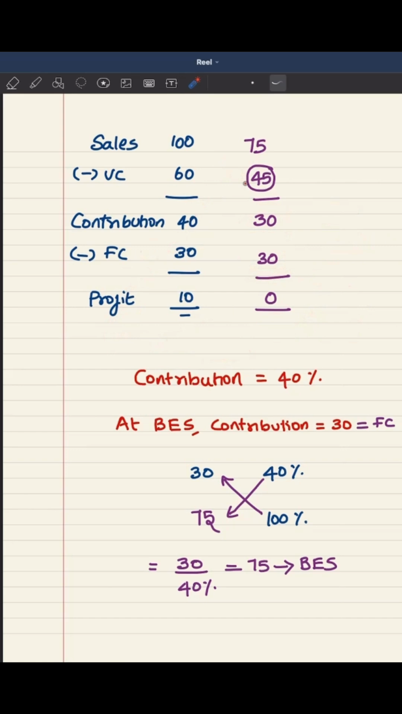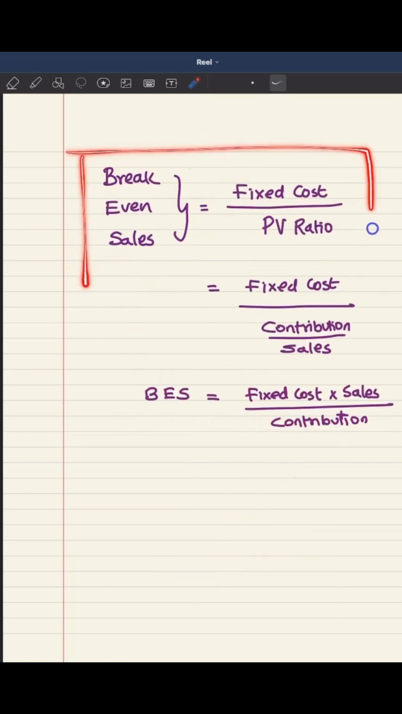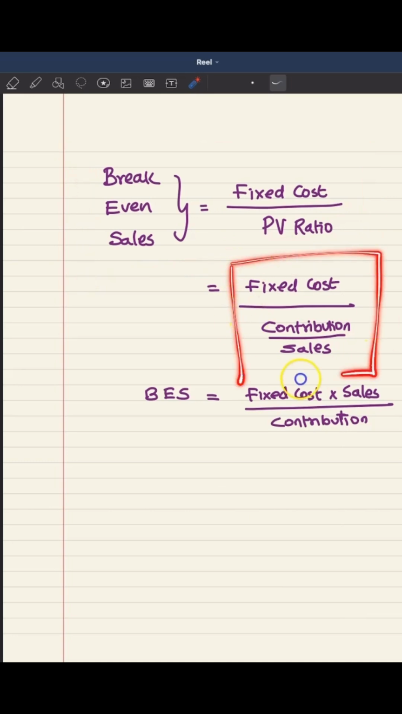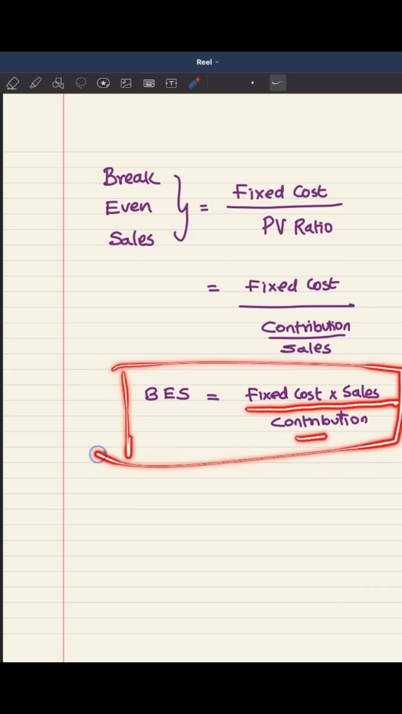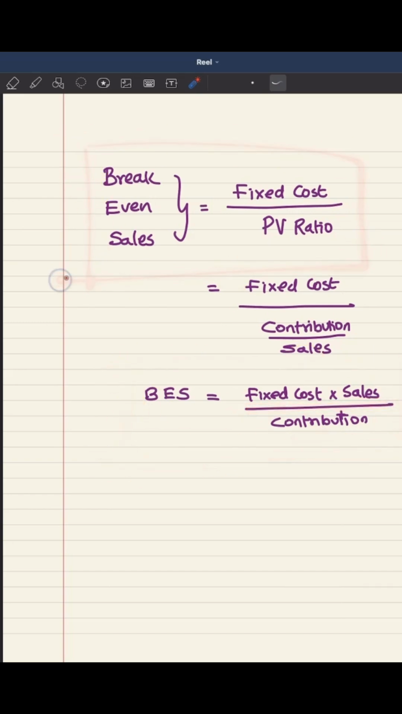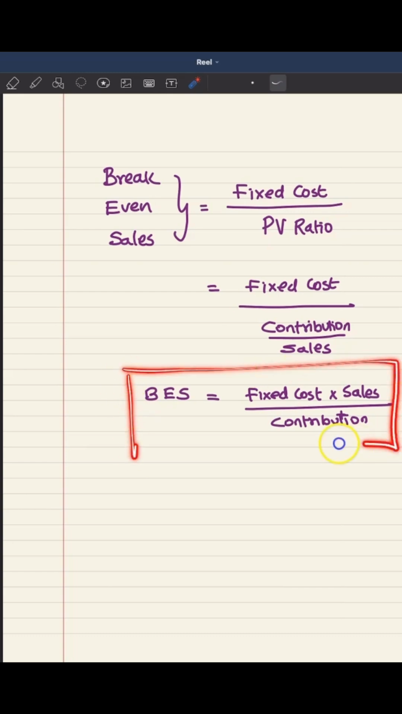So let us reduce this as a formula. Break-even sales is equal to fixed cost divided by PV ratio. So look at here, fixed cost divided by PV ratio. PV ratio is nothing but contribution divided by sales. So this gives even a modified formula. That is, you can take the sales in the denominator of the denominator to the numerator here. So you can have the modified formula like this: fixed cost into sales by contribution is equal to break-even sales. Most commonly we will be using this formula, and in certain cases, based on the availability of information, we can also use this formula to find out break-even sales.